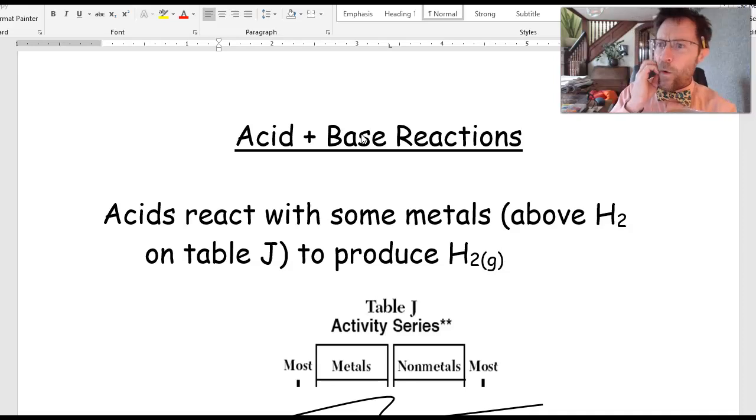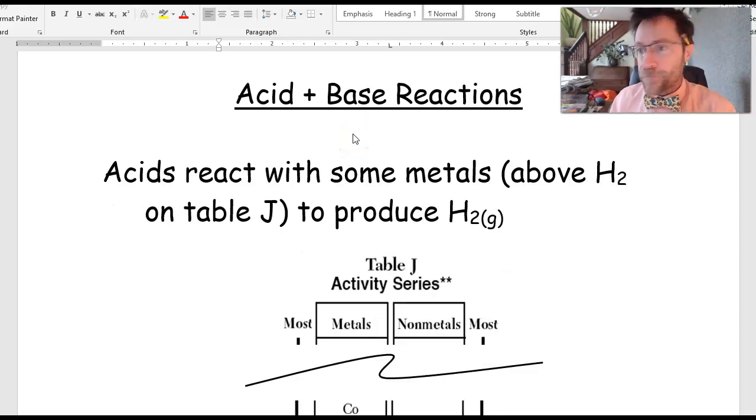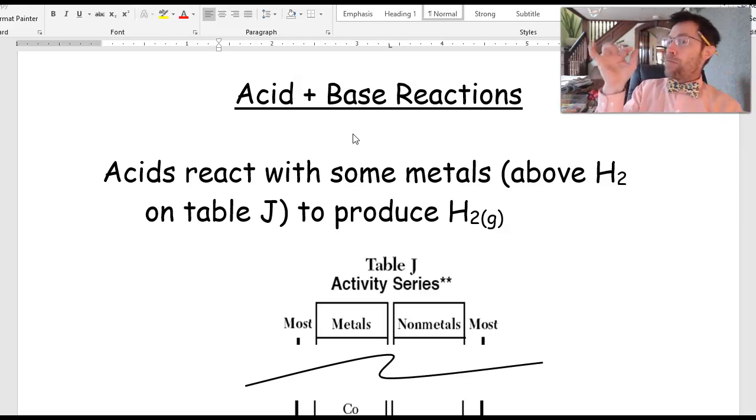Anyway, so what we're gonna look at now are the two reactions that acids and bases do. First, we're gonna go with the easy one, and this basically means if you take an acid and you put a metal in it, you're going to make hydrogen gas because lots and lots of bubbles.